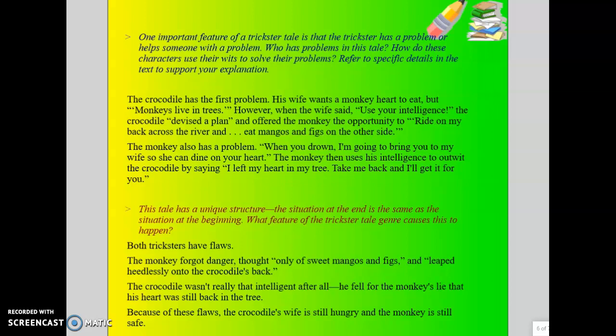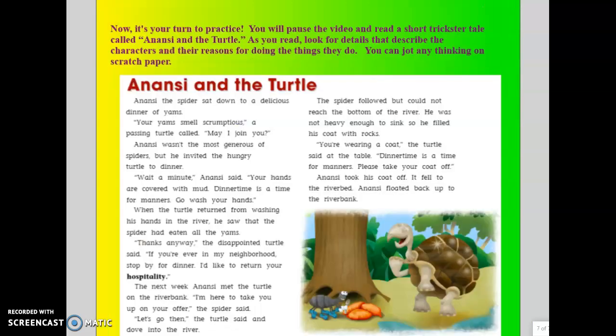So you've got to think about your answers to these and think about how you can use evidence from the text to do that. You're going to be reading this one called Anansi and the Turtle. You're going to read this story yourself, and as you read, you're going to be looking for details that describe the characters and their reasons for doing the things they do. You can jot your thinking down on scratch paper, but you're going to head over to Nearpod now and use the code to get to this lesson. And this story will be there for you to read.